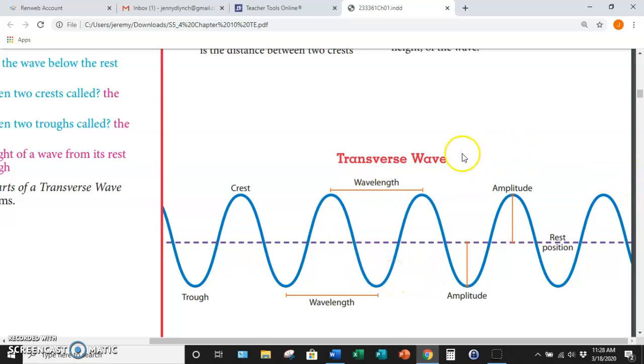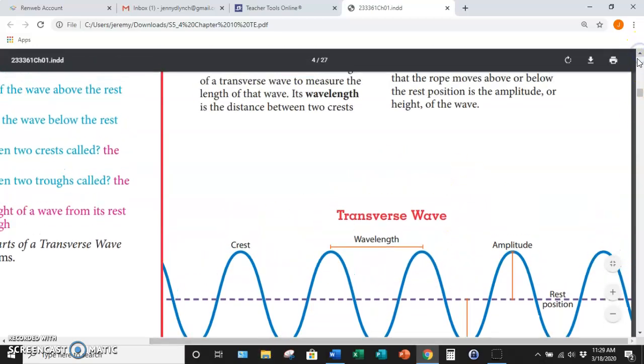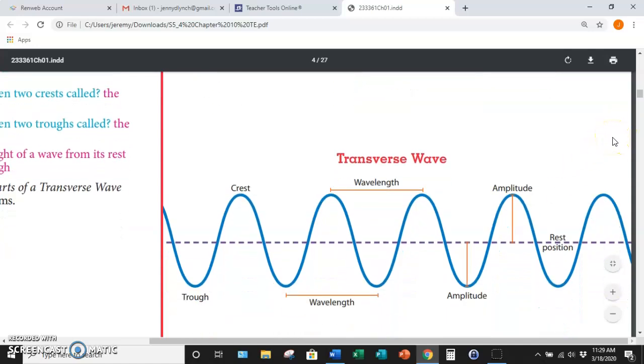You guys are actually going to be drawing, one of your assignments this week is going to be drawing this picture and labeling it. So if you're wondering what I was talking about, it's this right here later on this week. So let's look at what this means as amplitude. You see here in the picture that that's the distance from the rest position to the top of the crest, or from the rest position to the bottom of the trough. So let's read about that now.